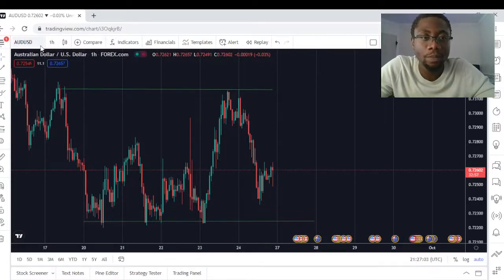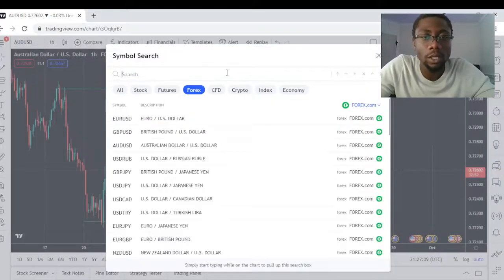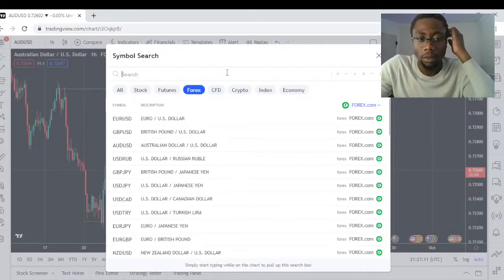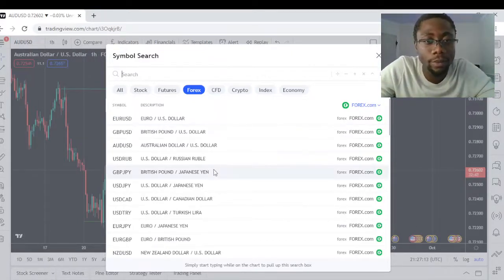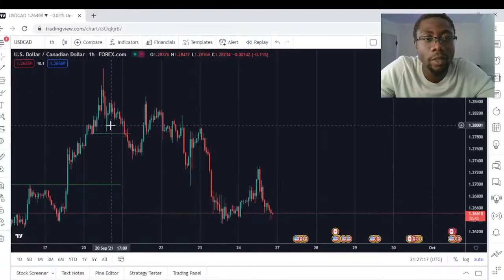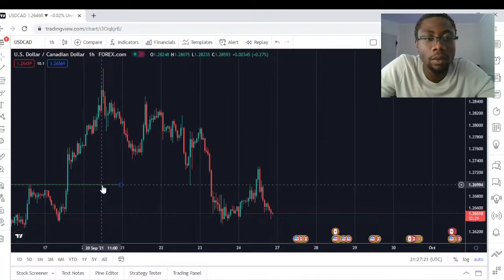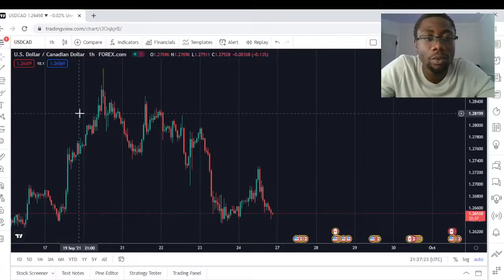Let's do another one. Let's see. Let's look at the CAD. Okay, so I have some lines here that I previously drew. Let's get rid of those and start up with some new lines.